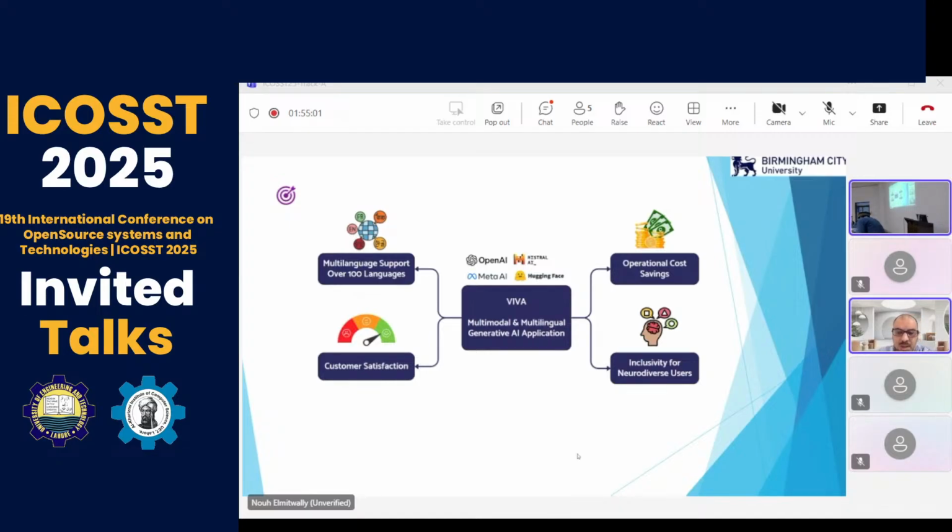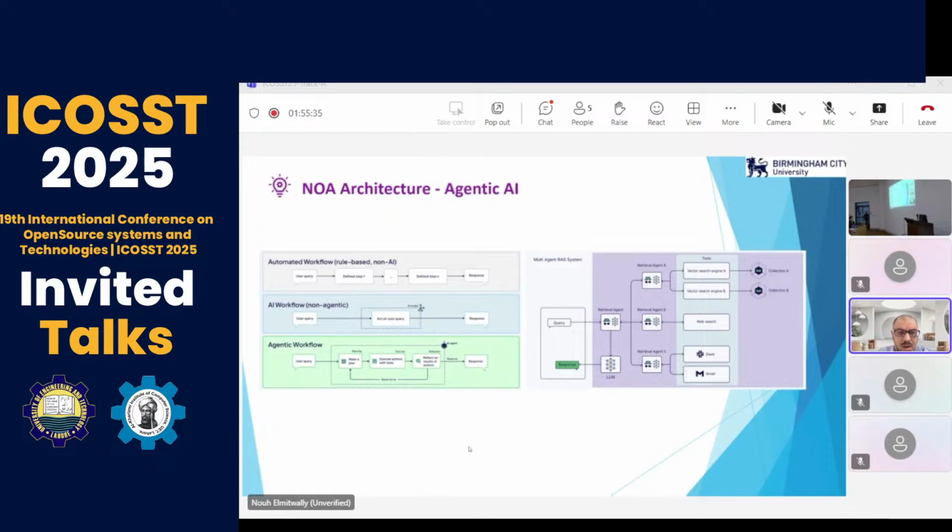We built it. It's truly multimodal and multilingual generative AI. The core idea is to provide comprehensive support across over 100 languages, significantly boosting customer satisfaction. By leveraging these powerful LLMs and technologies from OpenAI, Mistral, Meta AI, Hugging Face, and others, we achieve substantial operational cost savings by automating and streamlining support processes. So let's move to showing you what is behind the scenes.